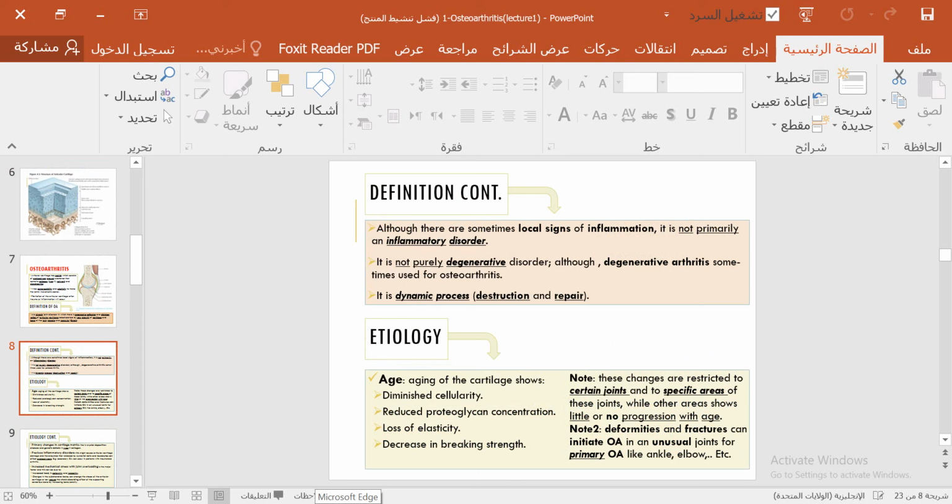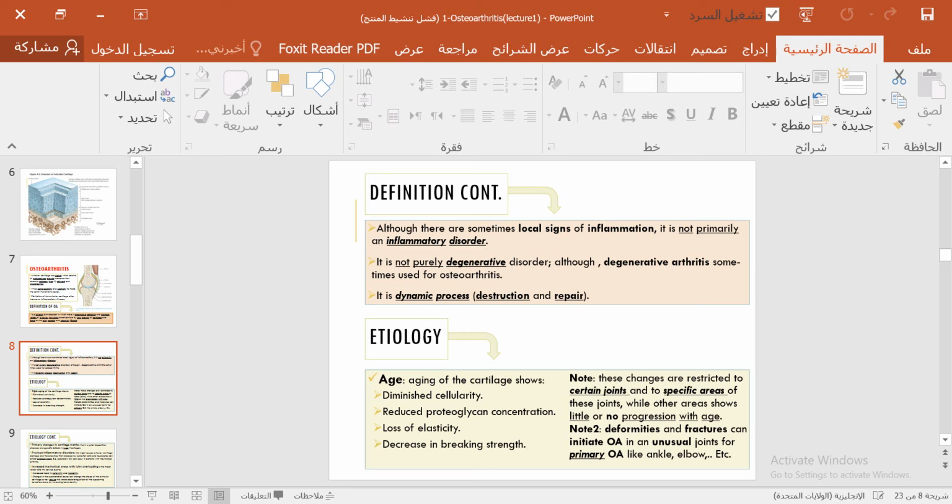Also, there is sometimes a local sign of inflammation, but it is not primarily an inflammatory disorder. Even though it is called osteoarthritis, where "itis" means inflammation, it is not an inflammatory process. So it is a dynamic process of destruction and repair.